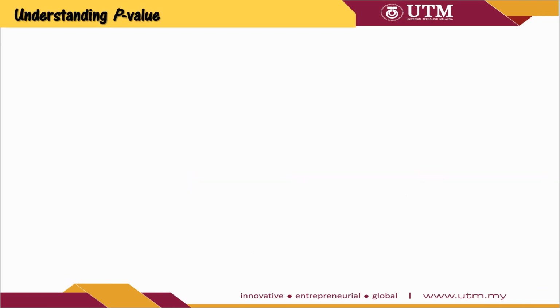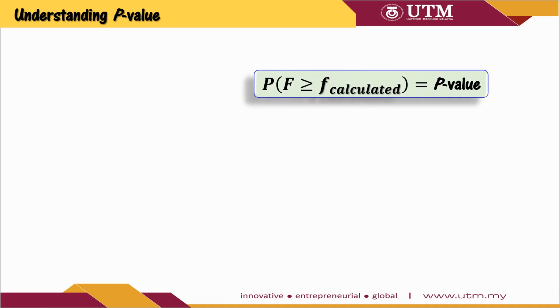Since Excel output gives a p-value defined by the probability that a random variable F is greater than or at least equal to the calculated F ratio, you can actually use this p-value in the decision rule, where instead of comparing the test statistic value, which is the calculated F ratio, with the critical value, you can compare the p-value with the level of significance alpha directly in the alternative decision rule.